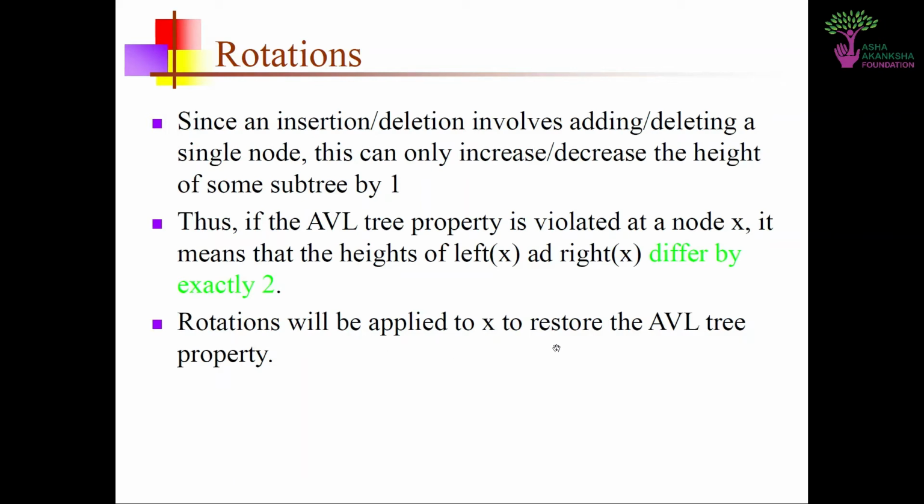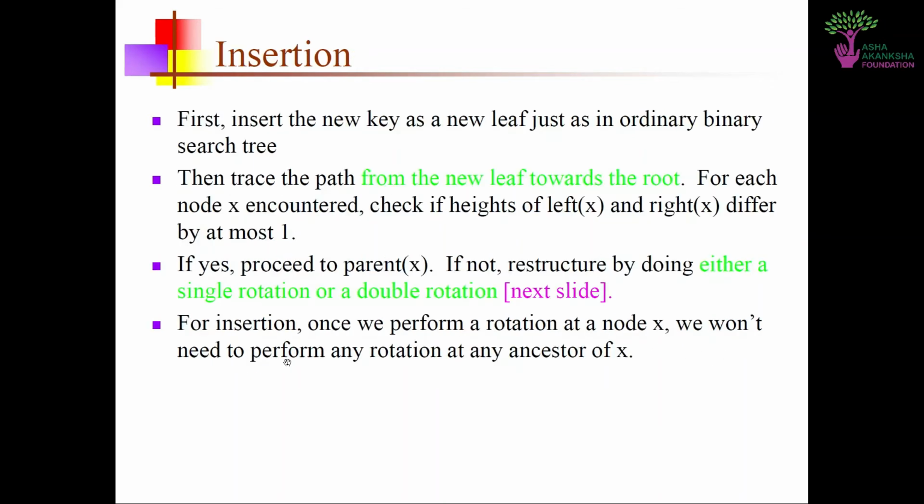So rotations will be applied in this case to x, because here we are saying that the heights of the left subtree and right subtree of x are differing. So we have to apply rotations at x to restore the AVL property. So we'll look at insertion first. So first insert the new key as a new leaf node, just as in an ordinary binary search tree.